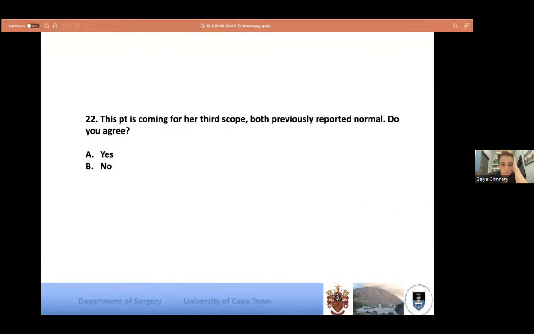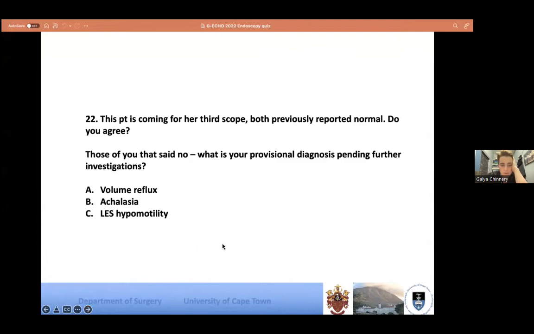Answer very quickly. And Cheryl, what do you think? What do you see? Okay, good. So most of you said it's not normal. I agree. Those of you that said it's not normal, what is your provisional diagnosis pending further investigations? Severe reflux, achalasia, lower esophageal sphincter hypomotility.